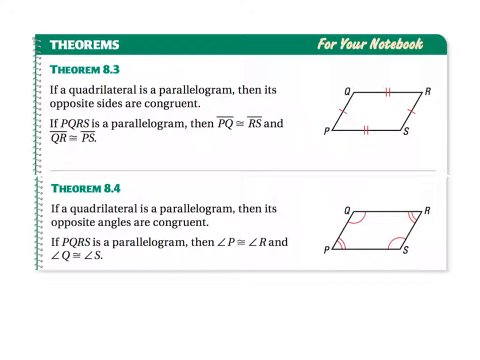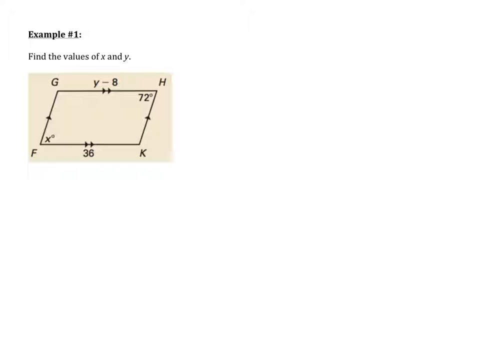The second theorem is Theorem 8.4: if a quadrilateral is a parallelogram, then its opposite angles are congruent. So you would know that angle Q is congruent to angle S, and angle P is congruent to angle R. There are lots of different things that you now know based on just being told that something's a parallelogram. You know that opposite sides are parallel, you know opposite sides are congruent, and now you also know that opposite angles are congruent. So now let's put those theorems to work.